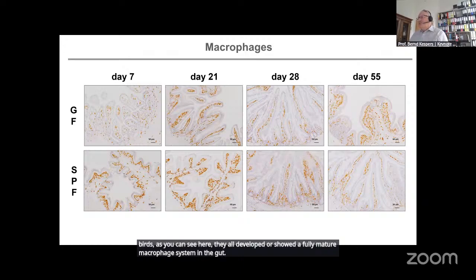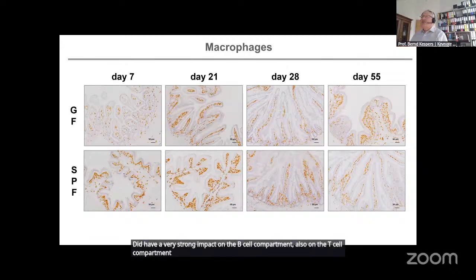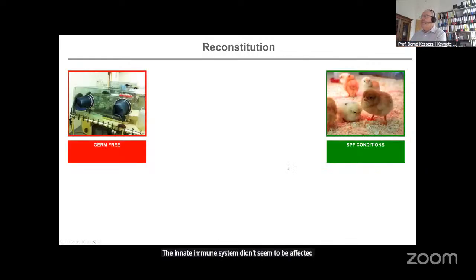So the microbiome did have a very strong impact on the B cell compartment, also on the T cell compartment. For sake of time, I don't show you these data, but I'll assure you that also T cell numbers were strongly reduced. But the innate immune system didn't seem to be affected very much.